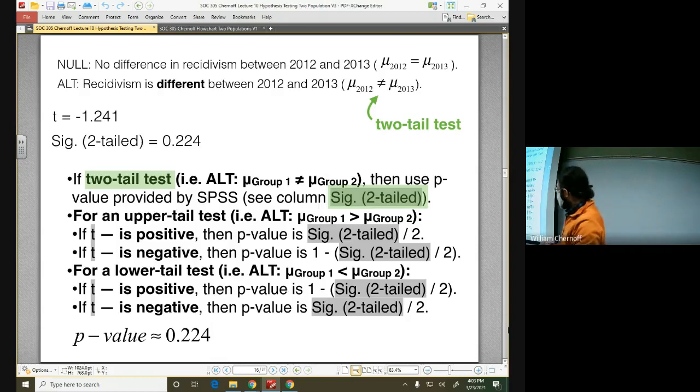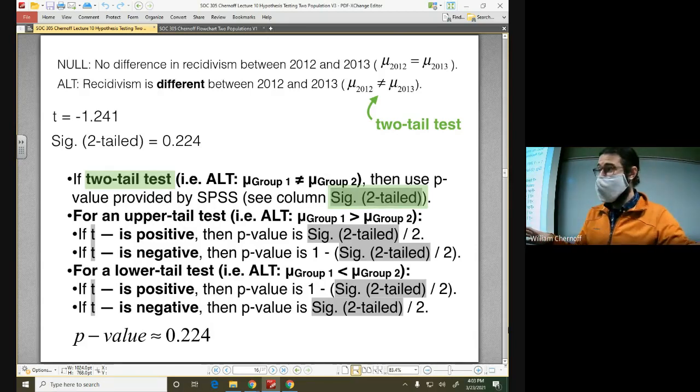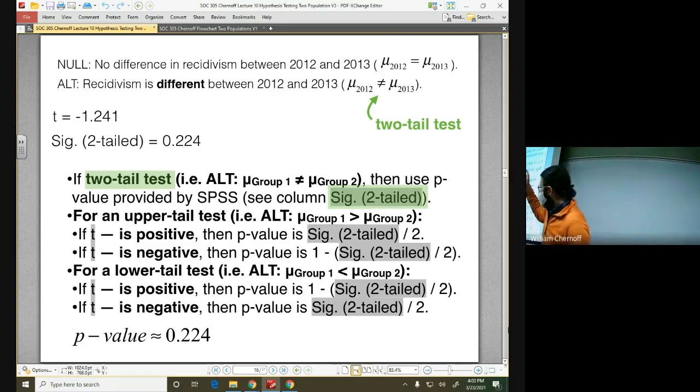So we go to the flowchart and look at our alternative hypothesis. Here it's that recidivism is different between 2012 and 2013. So here I'm doing that two-tailed test. That tells me which of these 3 groups in the flowchart I go to first, because an alternative hypothesis has this form: the average of group 1 is not equal to the average of group 2.